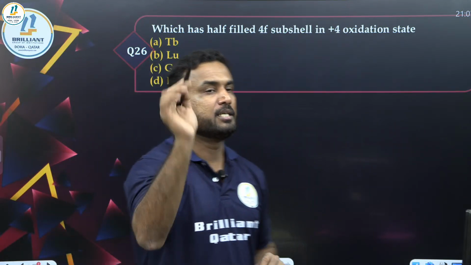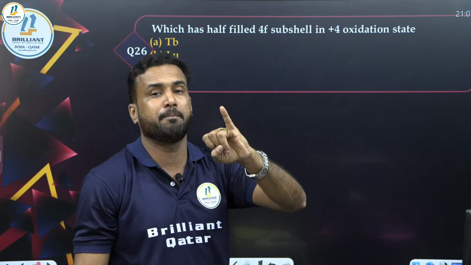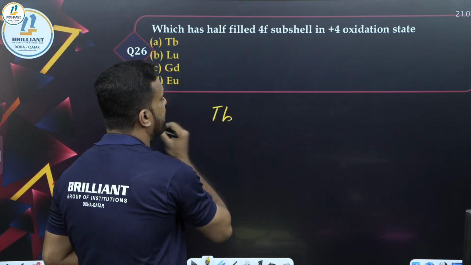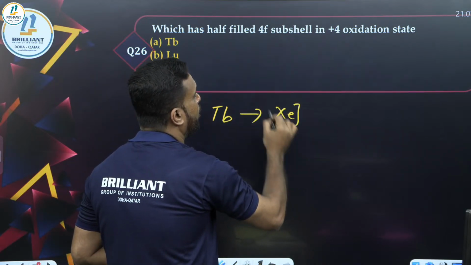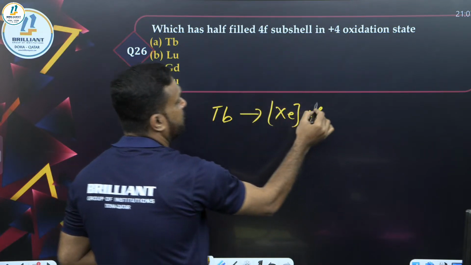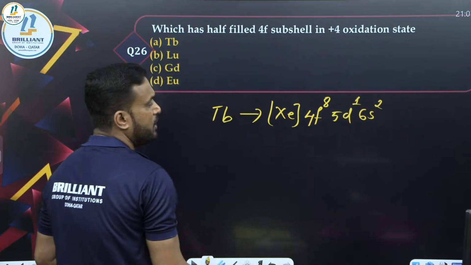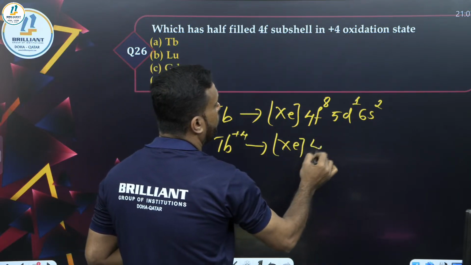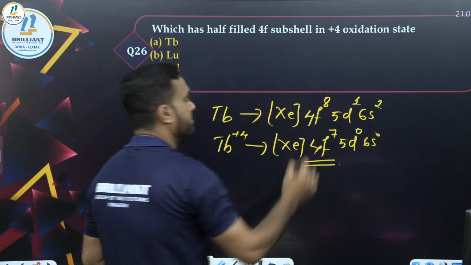Listen dear students. Which one has half filled 4f? This is what I told you, that cerium, terbium, they will all be asking. I told you already about terbium, you keep in mind. What about terbium? Terbium is the 8th element, so you will get xenon, then 4f8, 5d1 and 6s2. Then what will be Tb plus 4? Tb plus 4 will be xenon, 4f7, 5d0, 6s0. See, this will be 4f7, important.